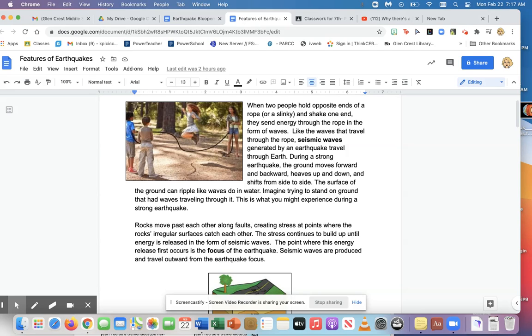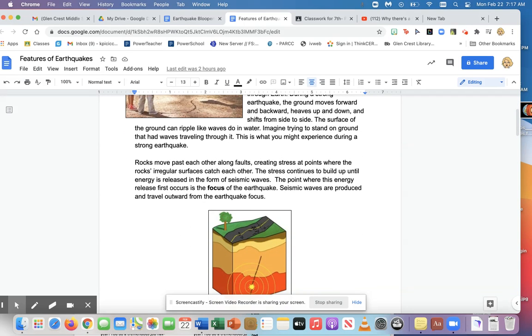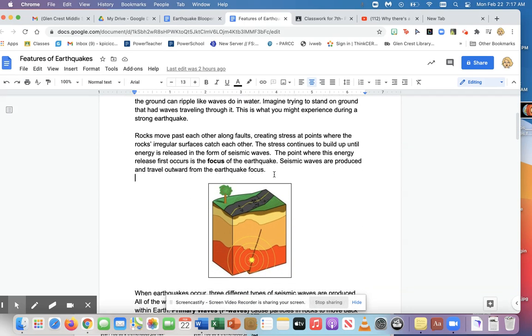Imagine trying to stand on the ground that had waves traveling through it. This is what you might experience during a strong earthquake. Rocks move past each other along faults, creating stress at points where the rock's irregular surfaces catch each other. The stress continues to build up until energy is released in the form of seismic waves. The point where this energy release first occurs is the focus of the earthquake. Seismic waves are produced and travel outward from the earthquake focus.